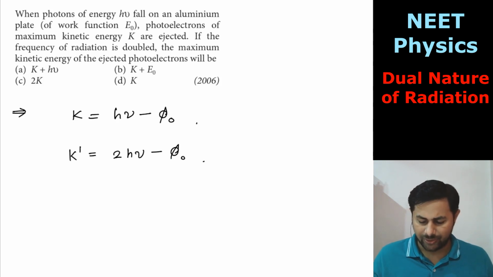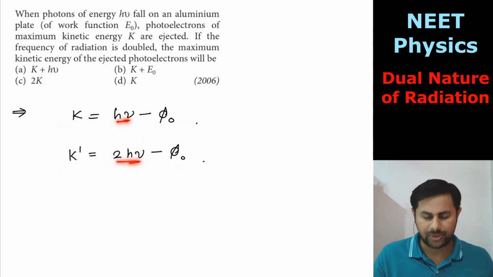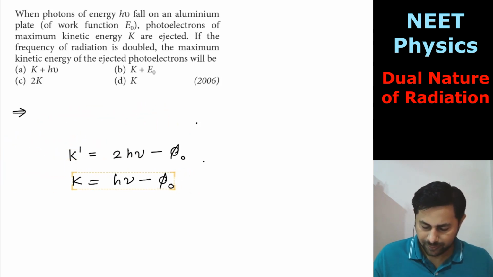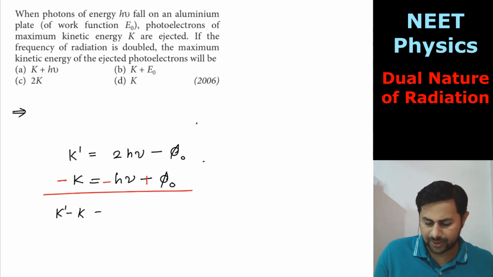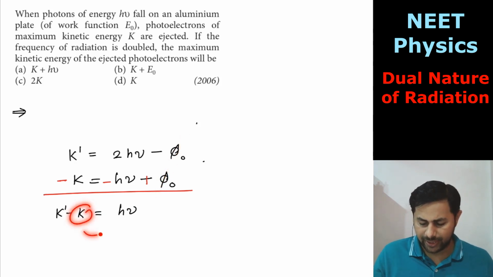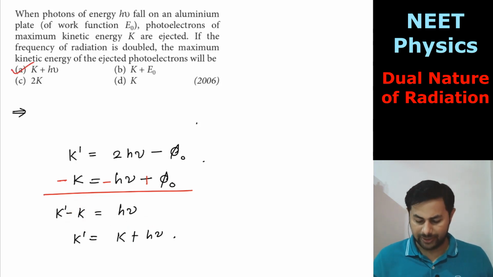So what we can do is just subtract the first equation from the second, right? Because this is 2h nu, this is h nu. So let's take this equation down and subtract it. This becomes minus minus plus, and therefore you get K prime minus K is equal to h nu, and phi naught and phi naught get cancelled. So take K on that side and you get the answer, K plus h nu. That is the answer. It's option A. It's very simple, right?